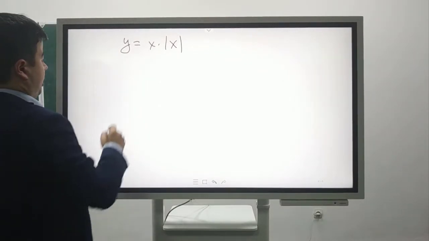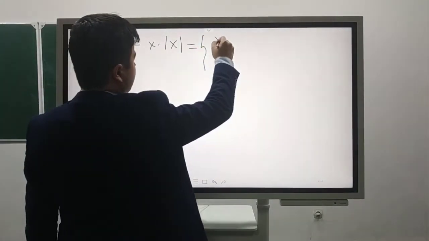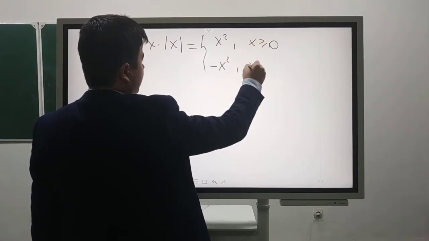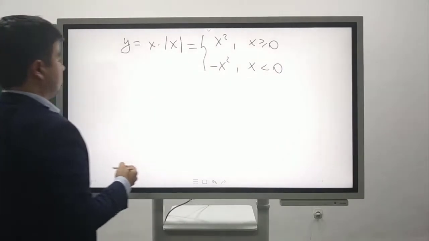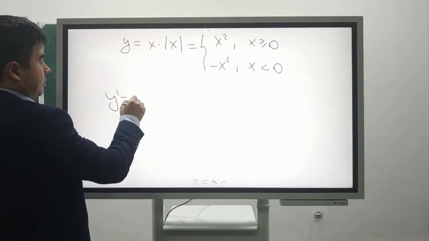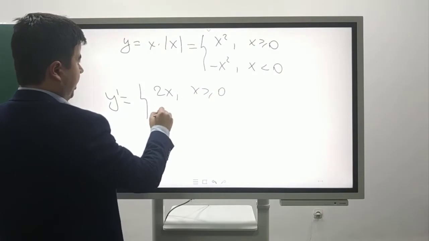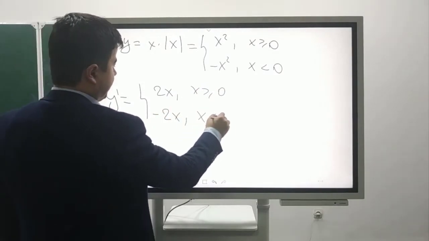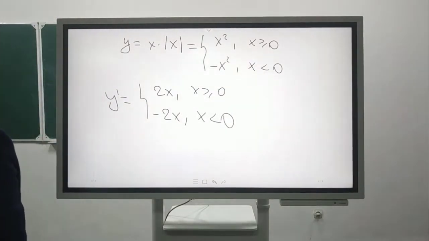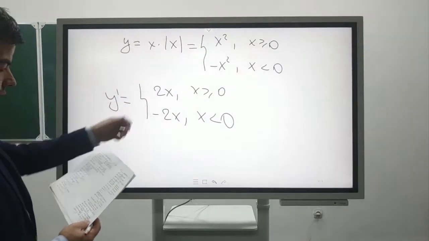So here, again, let's write it. It is x squared if x is greater than or equal to 0, and minus x squared if x is less than 0, from the definition of absolute value. And now y prime is 2x for x greater than or equal to 0, and minus 2x for x less than 0. This is the derivative of this given function. Here again we have two one-sided derivatives which are not equal.